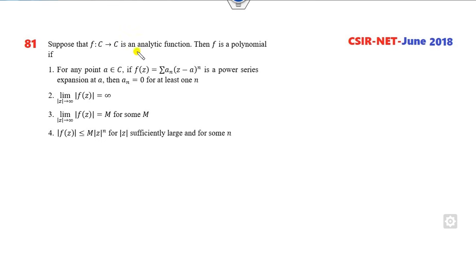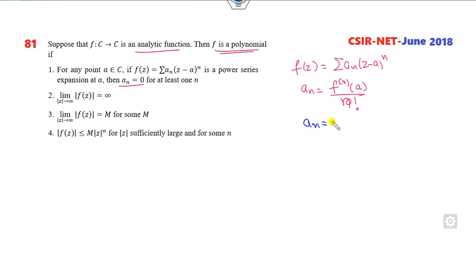Okay, f is an entire function, f is an analytic function. f is a polynomial if an is 0. Your target is to prove it is a polynomial. So consider this power series, where an is the nth derivative at the center point over n factorial. Let an be 0, then the target is to prove it is a polynomial.